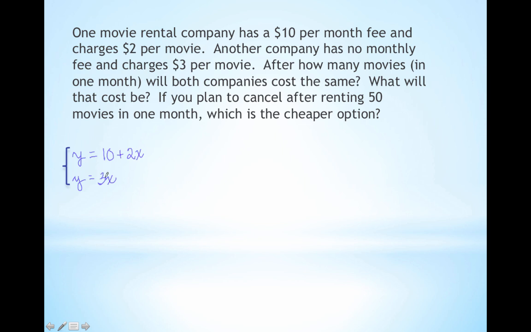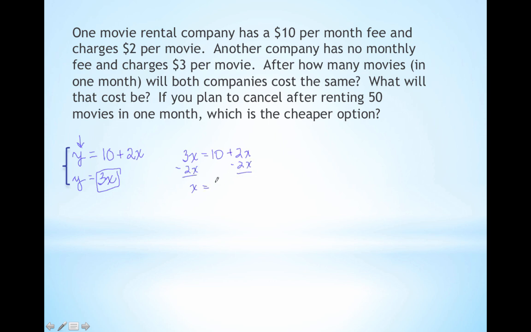I want to know at what point I'll have the same number of movies for the same cost. So I know that I want these two equations to be equal. Where are they equal? Where is that solution? Where will they cross? So I'm going to take this value of y and plug it into my other equation here for y. So I've got 3x equals 10 plus 2x, and this should be rather simple, I would hope, for you to solve.